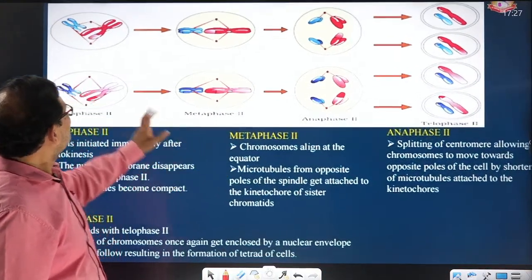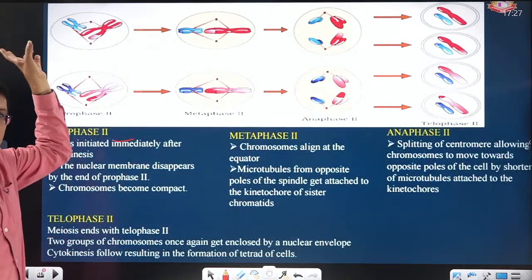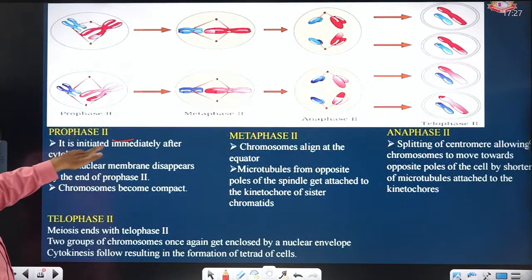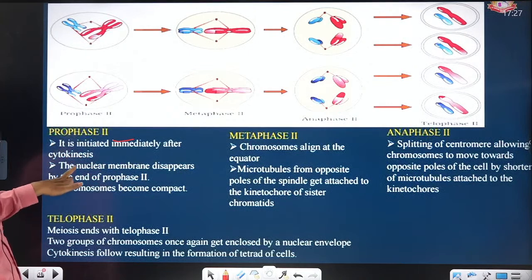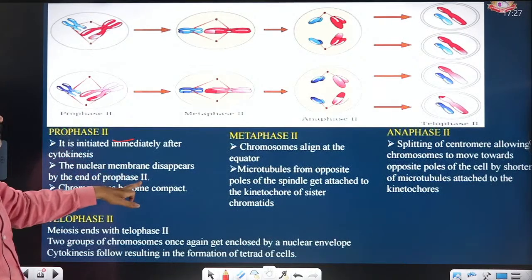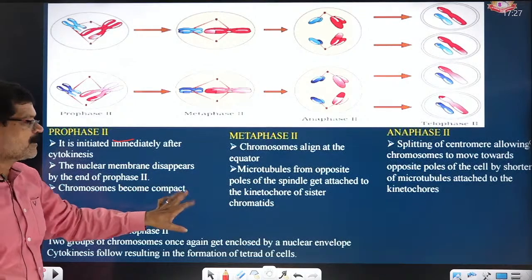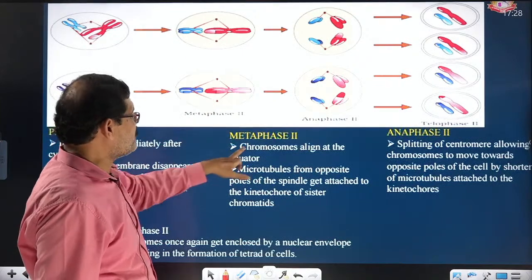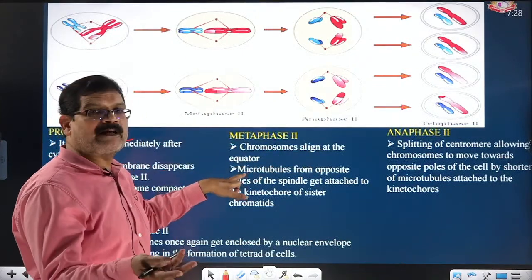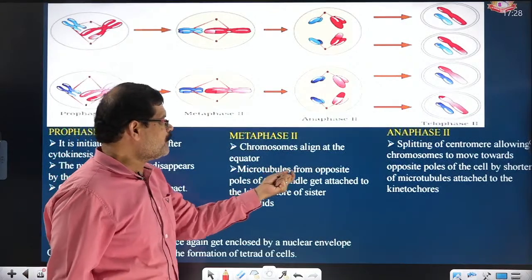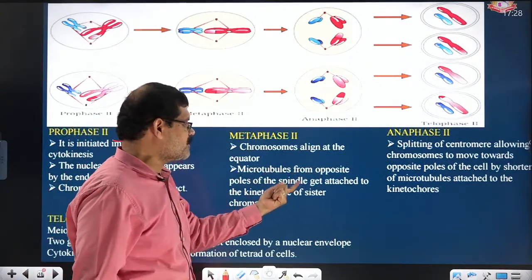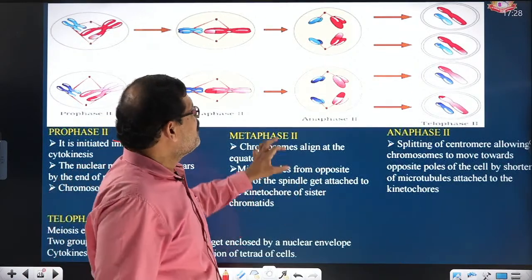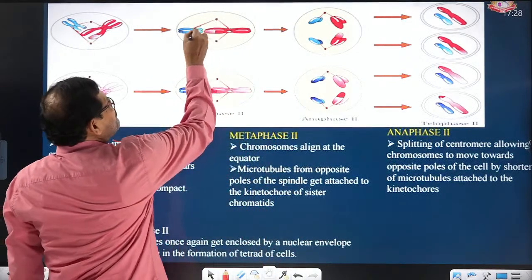See here, the two dyad cells are there, which we have taken in continuation. Now what happens to these two dyad cells? Prophase 2 is initiated immediately after cytokinesis. The nuclear membrane disappears by the end of prophase 2. Chromosomes become compact once again. Next one, the metaphase. In metaphase, what happens? Chromosomes align at the equatorial plate. Same kind of thing. Microtubules from opposite poles of the spindle fibers get attached to the kinetochore of the sister chromatids. They will be attaching. See here, this is the attachment.